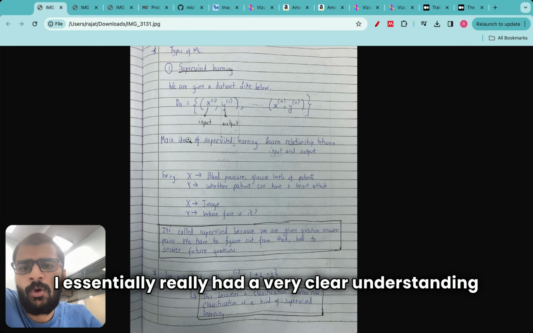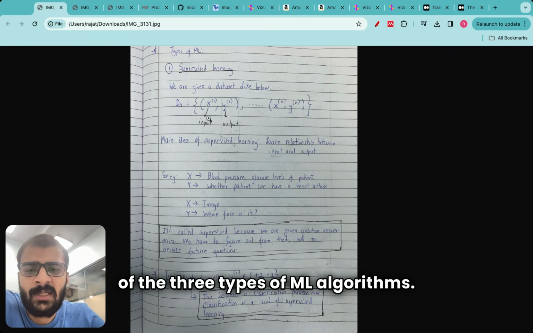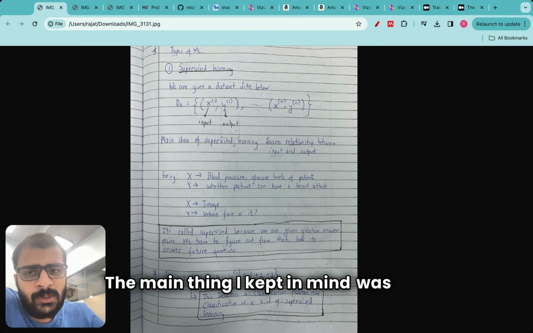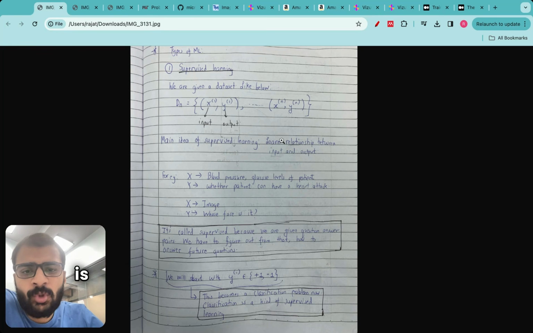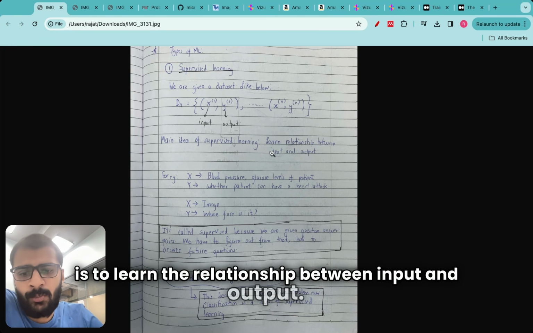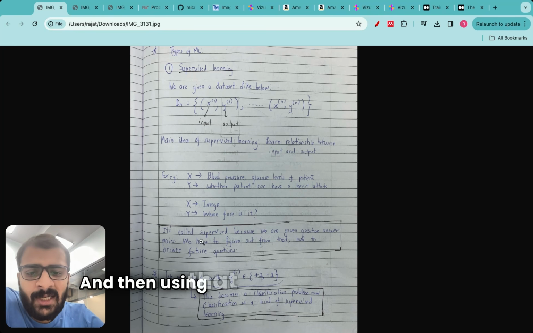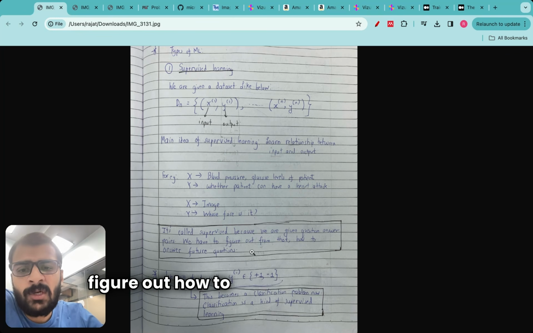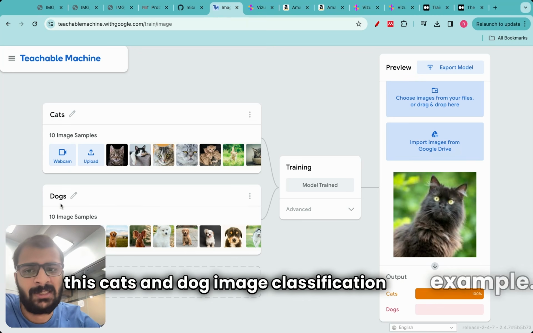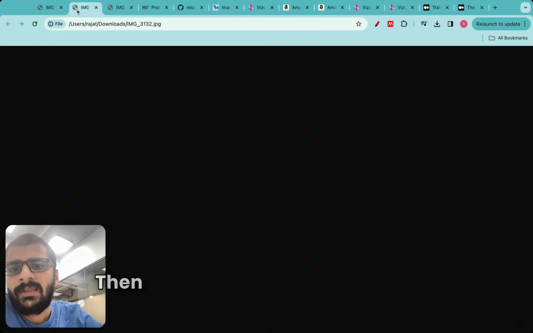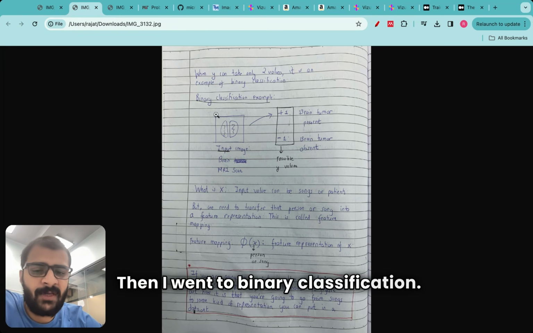I essentially really had a very clear understanding now of the three types of ML algorithms. The main thing I kept in mind was that supervised learning has input output pairs, and the goal is to learn the relationship between input and output. And then, using that relationship, we have to figure out how to answer future questions. The best example I will keep in mind to think of supervised learning is this cats and dog image classification example. Then I went to binary classification.